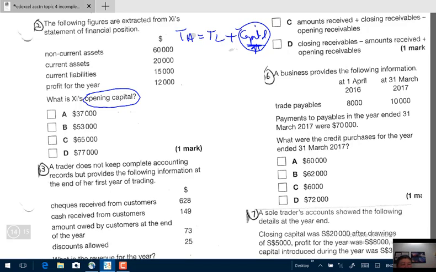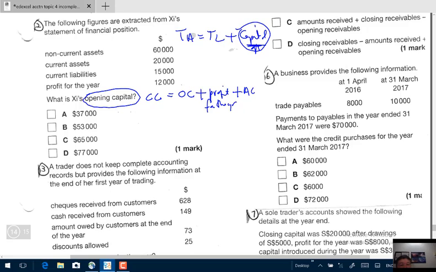The other equation I told you, which is very important too, is this one. The closing capital, which is that figure there, equals opening capital plus profit for the year. If you have a loss, remember, it will be a minus. Plus additional capital less drawings. In this case, we don't have additional capital and we don't have drawings.